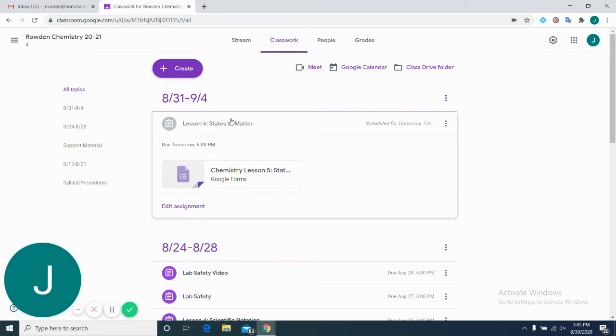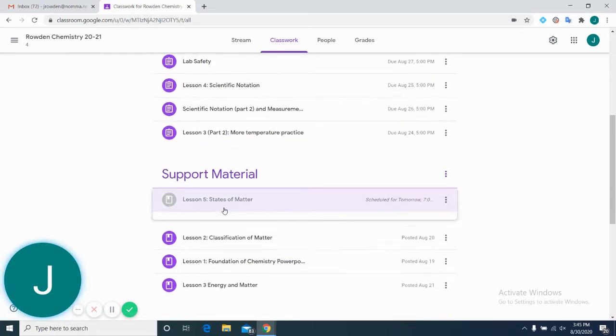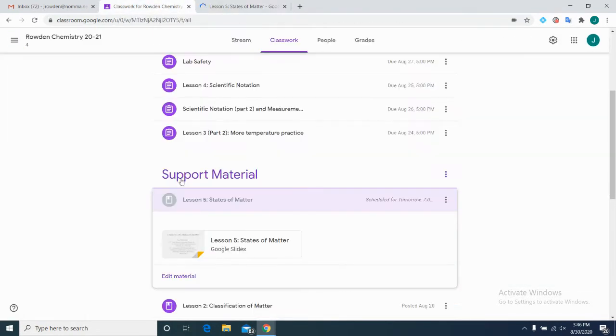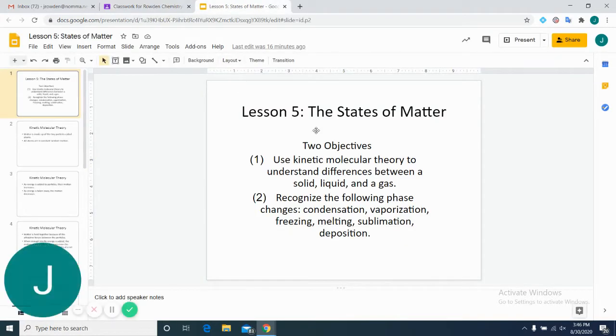So we're going to look at lesson 5, states of matter. I will have the actual questions posted here, and I will have the PowerPoint slide posted right here. So notice how that's going to work. In support materials will be the PowerPoint slide, and then in this thing for the week is where you actually see the lesson. All right, so we're going to look at the states of matter, how things change.